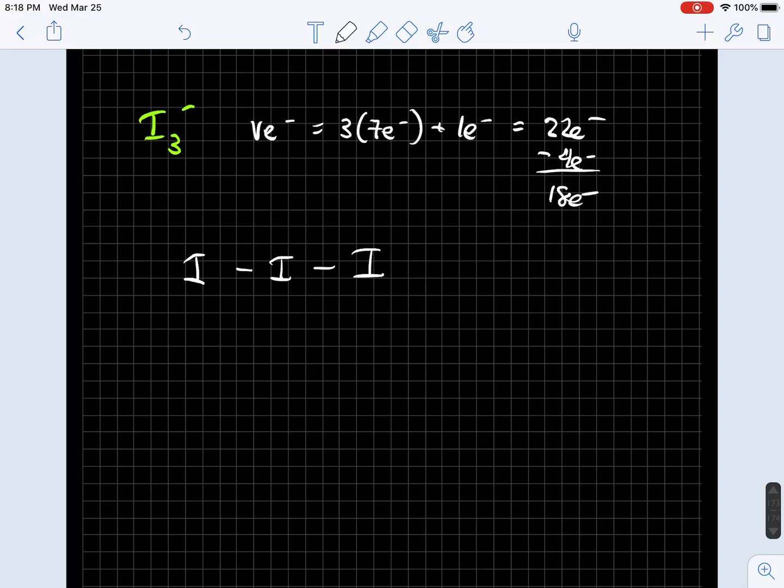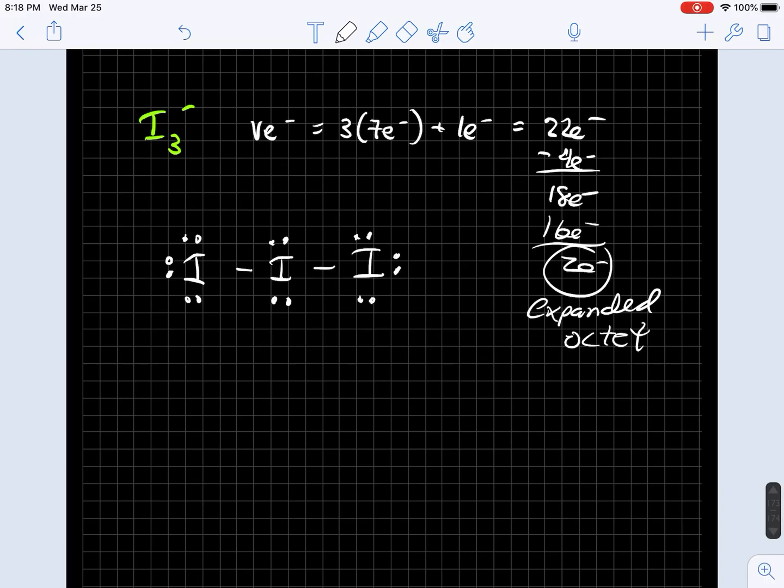And then I need to go ahead and complete my octets. So 2, 4, 6, 8, 10, 12, 14, 16 to complete the octets. And the rule is, if you have extra electrons, let's expand the octet. Expanded octet. We're going to take those 2 electrons and put them on the central atom. Generally the way they draw it is they try to spread the electron pairs out. So I'm going to put 2 here and 2 here.